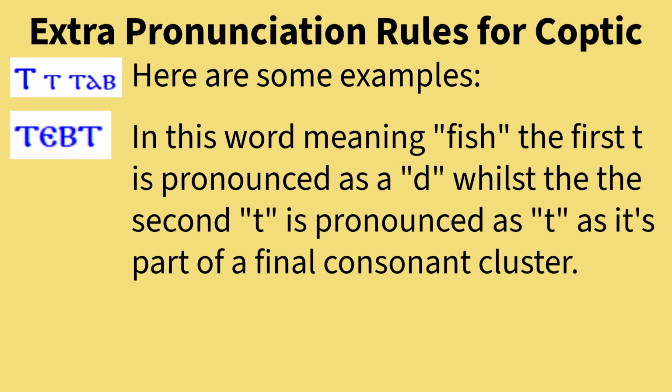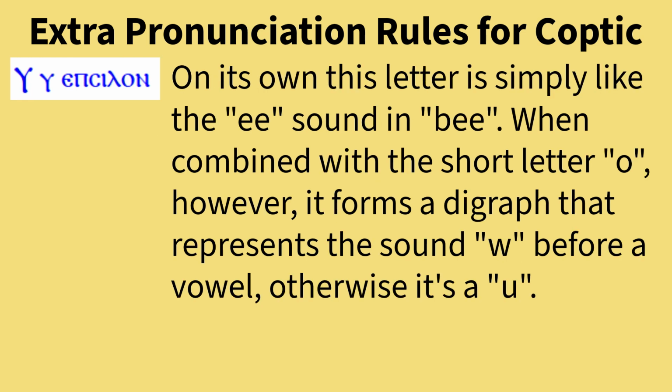So on this page, we have another example for the letter deb. We have the Coptic word, which we've already seen, I believe, the Coptic word debbed. In this word, meaning fish, the first deb is pronounced as a D, while the second is pronounced as a T, as it's part of the final consonant cluster, giving us the pronunciation of the word fish as debbed.